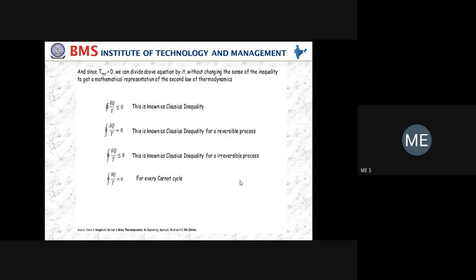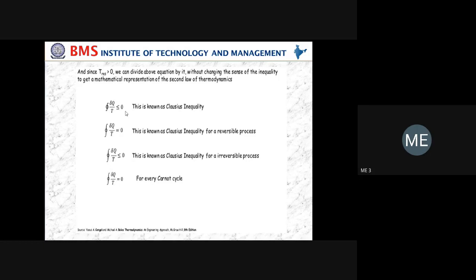So this is the most important. These are the 4 lines, the most important equations. First equation: cyclic integral of dq by t is less than or equal to 0. It is called the Clausius inequality. It's a general equation, and based upon this, we are having 3 conditions. First condition is cyclic integral of dq by t is 0. So the cycle is possible, and this is for a reversible process.